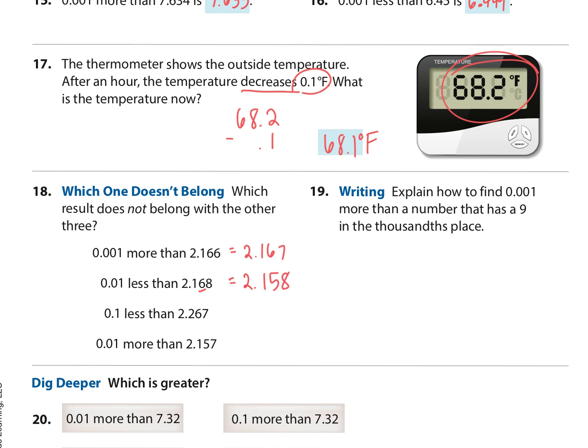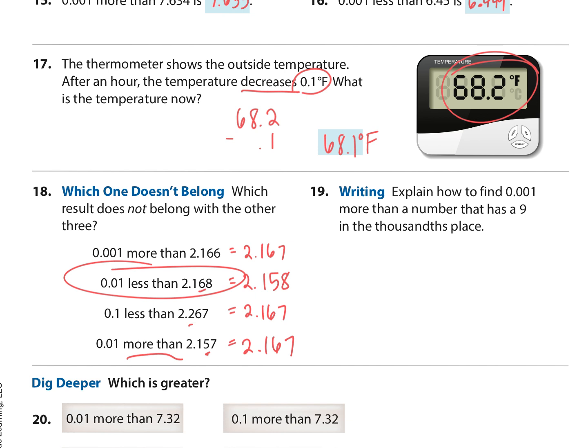Very good. Okay. The next one, 1/10 less than this. If I have 2 tenths, I take away a tenth. What's my new number going to be? 2 and 167 thousandths. Beautiful. And then last, 100th more than, if I have 500ths, what does that change to? 2 and 167 thousandths. So which one doesn't belong? The second one. It's the only one that doesn't match.